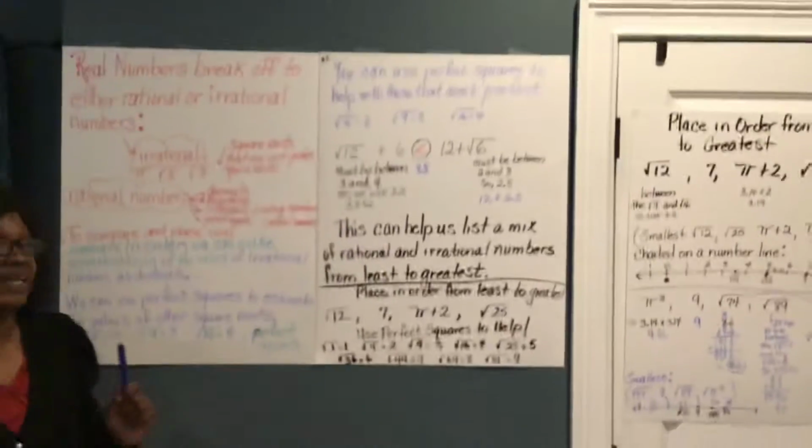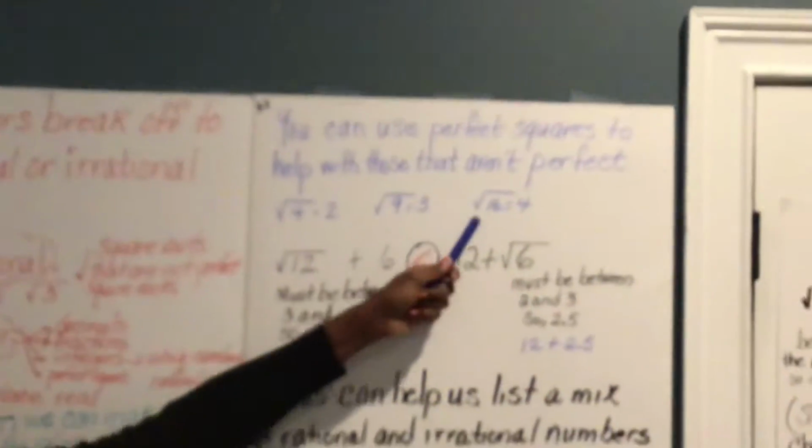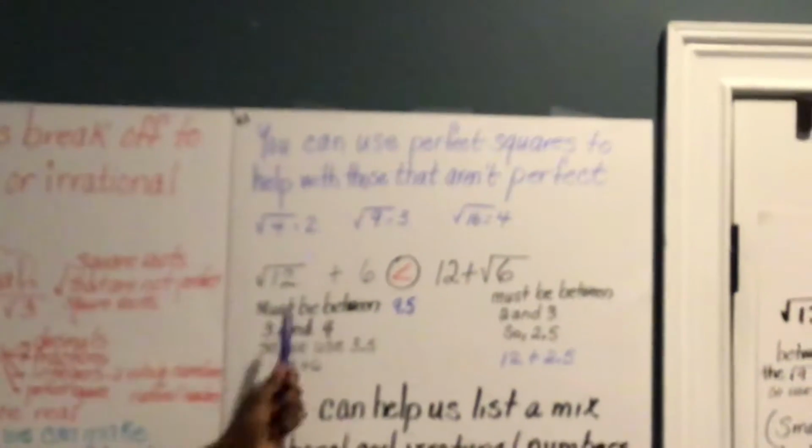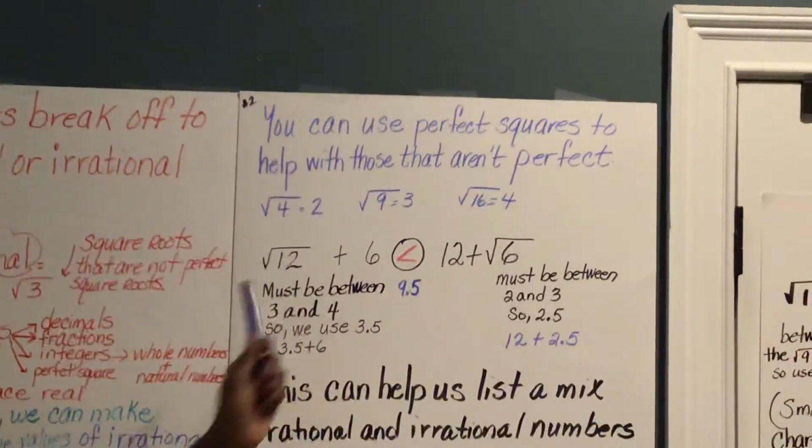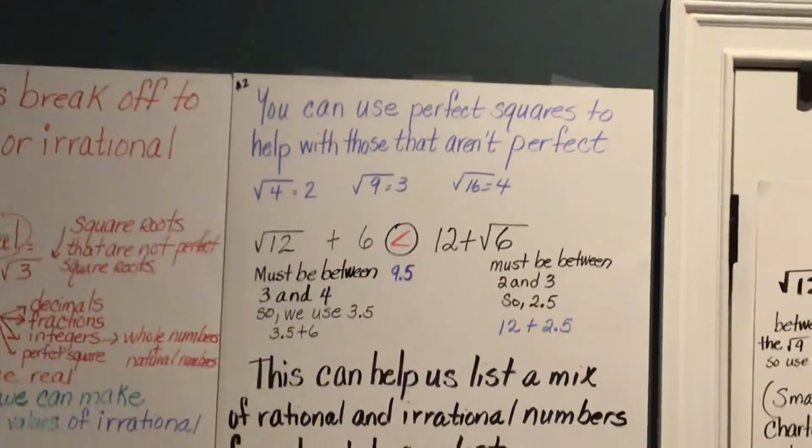Now, you can use a perfect square to help you figure out those that aren't perfect. I'm going to say that again. You can use perfect squares to figure out those that aren't perfect. I told you that these are perfect squares. So let's take a look at this problem right here. And these are similar to the ones that you're going to be working after the video.